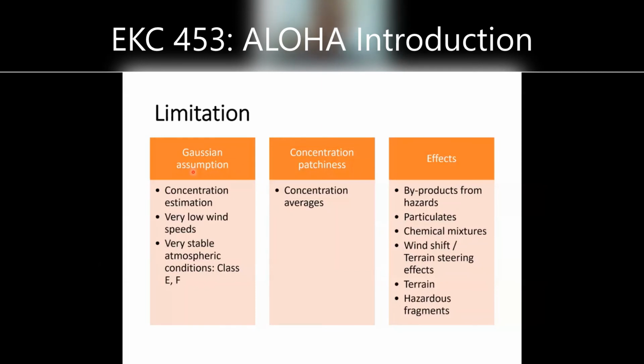It also comes with low accuracy for very stable atmospheric conditions, for example class E and class F. For stability classes E and F, usually your estimation or your prediction of hazard is not 100% accurate.